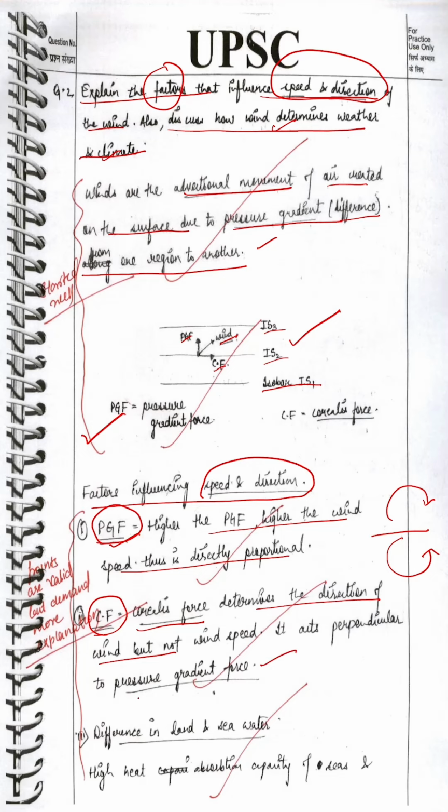Along with the pressure gradient force, it influences the speed and direction of the wind. Then the difference in land and sea water is also highlighted here. Land and sea water result in the formation of a pressure gradient, so it is also one of the factors which influences the speed and direction of the winds.